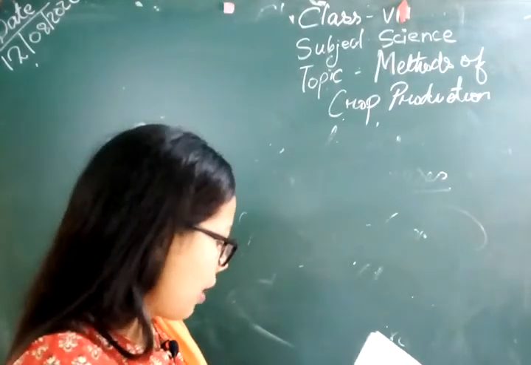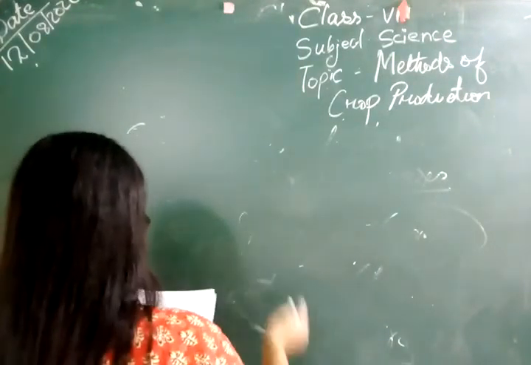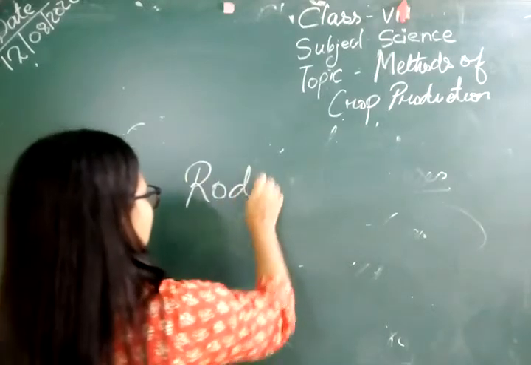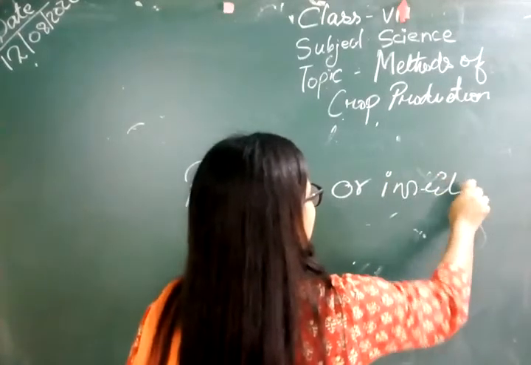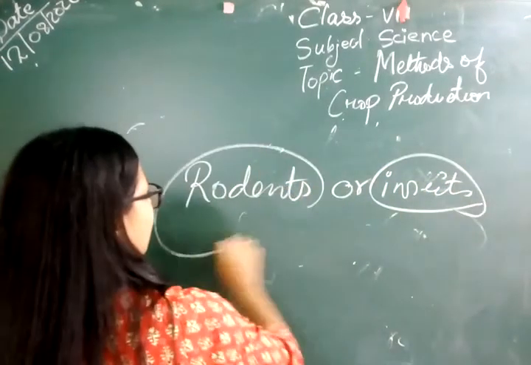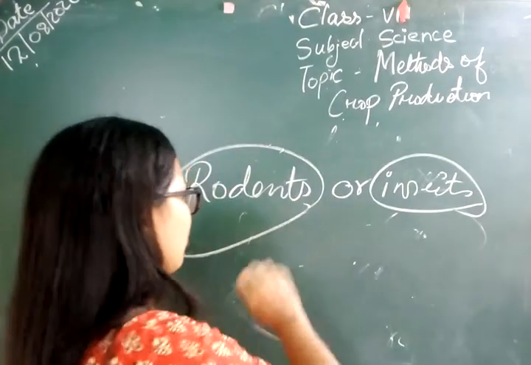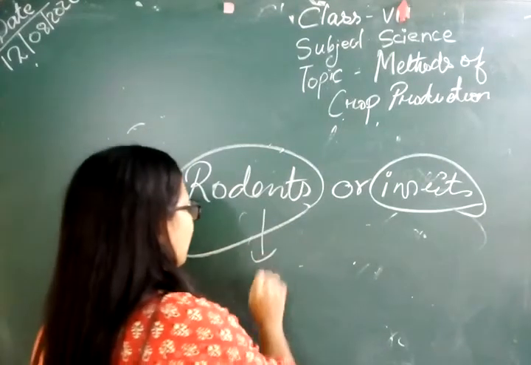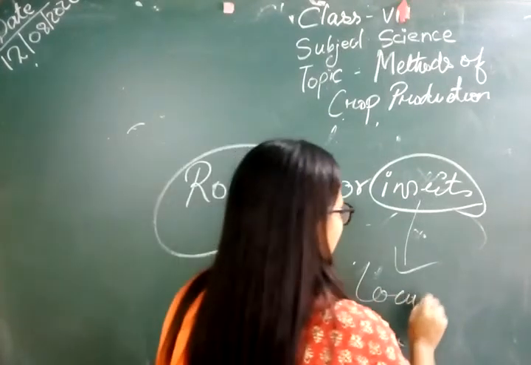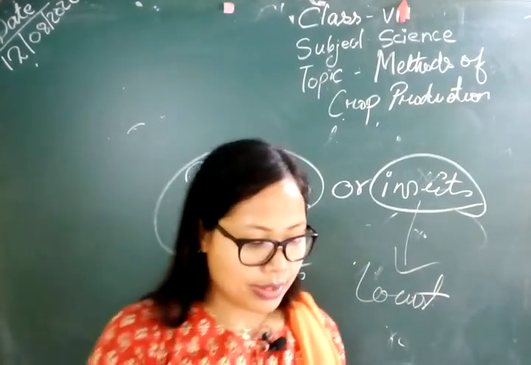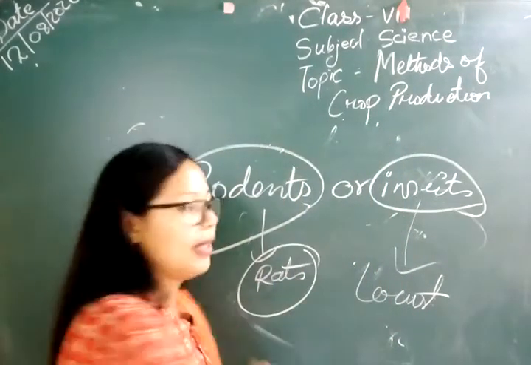So let's see what these two types are. Rodents and insects. Of course, they will damage our crops. Rodents, for example, rats, and insects, for example, locusts, weevils or termites. And what about the grain? What do they do? They eat the grains, isn't it?